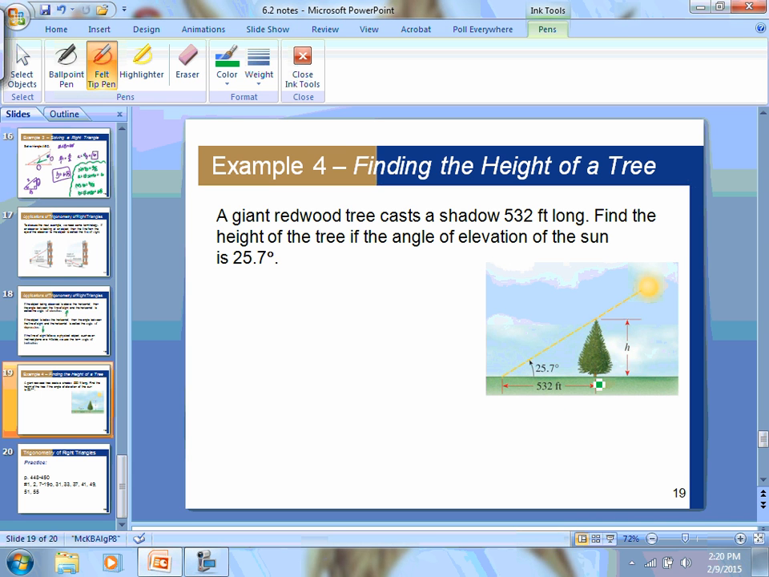So that means you've measured the shadow, and then you're standing at the end of the shadow there, and you're looking up at the sun. You'd look straight out ahead of you, and then you would look up. And that angle going up is going to be the 25.7 degrees. That you can actually measure. If you see people out surveying, that's what they're measuring, those angles of elevation and depression. Okay? So we want to find the height of the tree then.